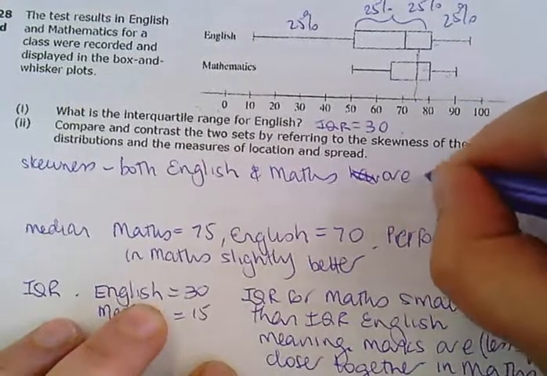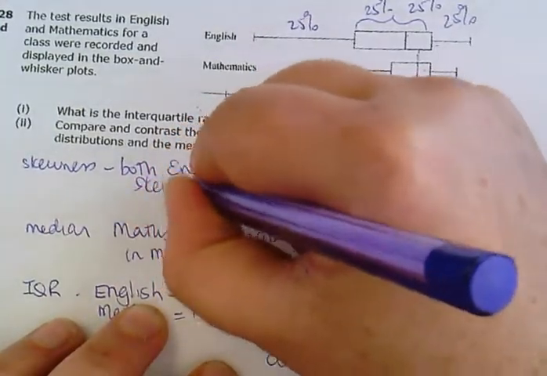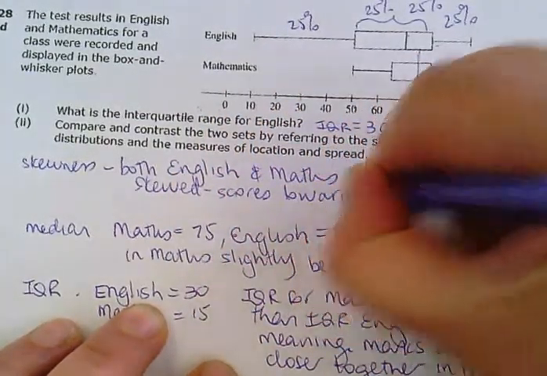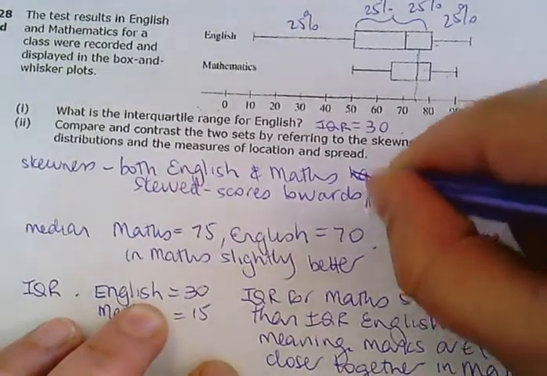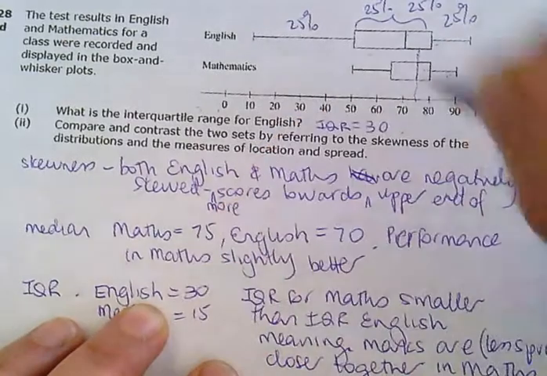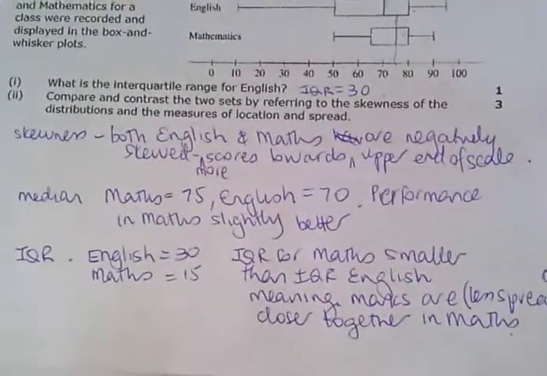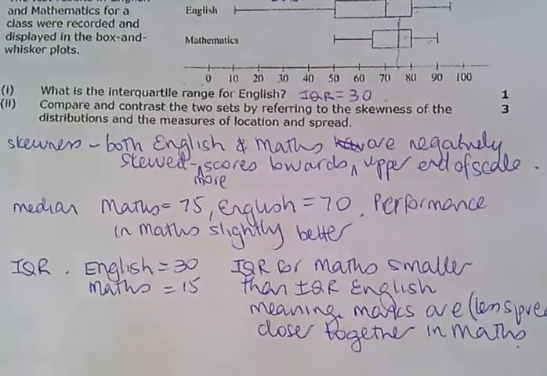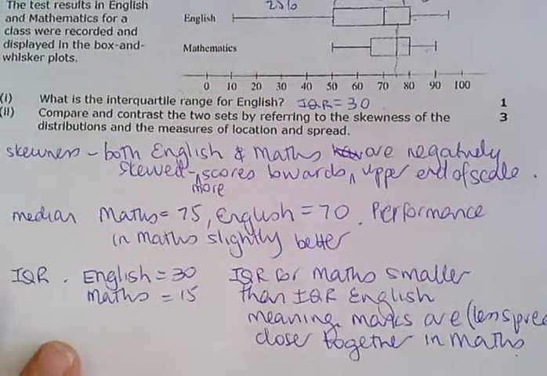Both English and maths are negatively skewed. They've got more scores towards the upper end of the scale. They're skewed fairly similarly, but maths performance is slightly better, and I'd say maths performance is also more consistent because the scores are less spread out.